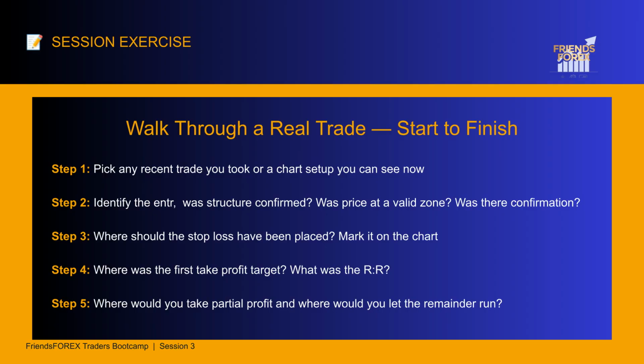Then look at your targets, where the trade has the potential to go. Determine your targets and the risk to reward from that target. It should be a minimum of 1 to 2 before you take that trade. And then you decide on your partial profit strategy. Make all these decisions before you take a trade.